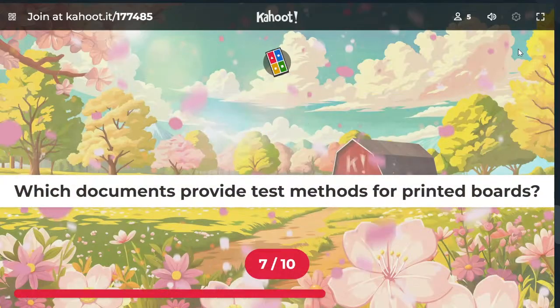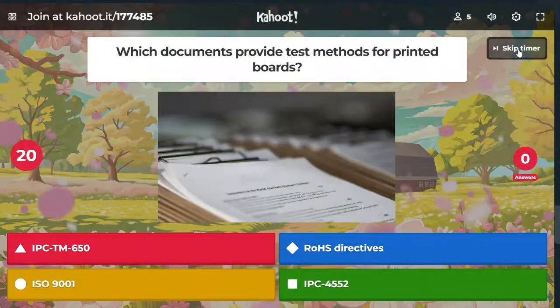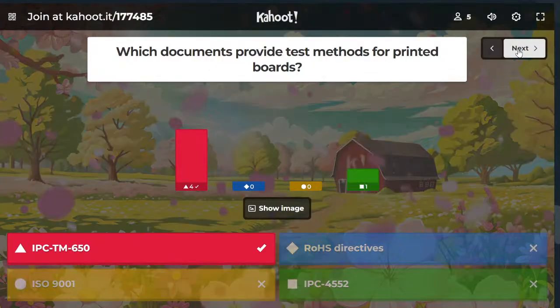Which document provides test methods for printed boards? IPC TM650, ROHS directives, ISO 9001, IPC 4552. IPC TM650. Yes. So 4 people answered correctly.